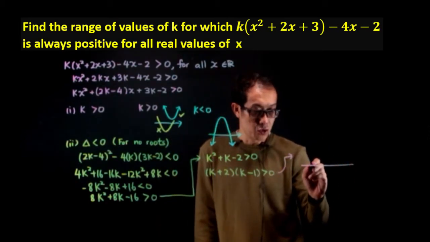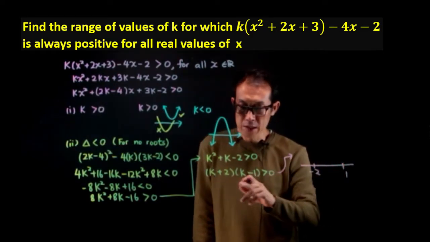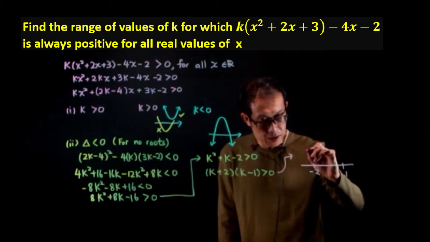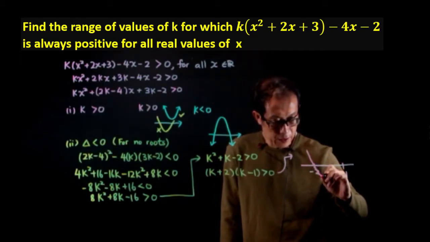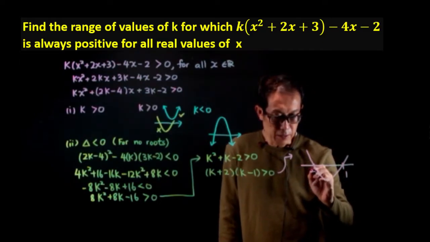Now this will be minus 2. One of the roots is minus 2 and the other root is 1. This is a positive x squared, so the graph will look something like that. This point here is minus 2.